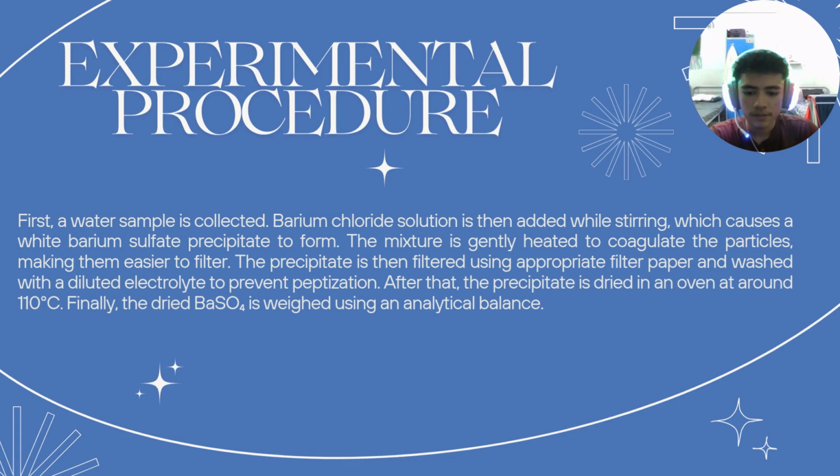Then, we used filter paper to separate the solid precipitate. To prevent peptization, we washed the precipitate with a diluted electrolyte. After that, the precipitate was dried in an oven at around 110 Celsius. Finally, once dried, the barium sulfate, or BaSO4, was weighed using an analytical balance to complete the process. This entire procedure ensures accurate measurement of sulfate in the water sample.